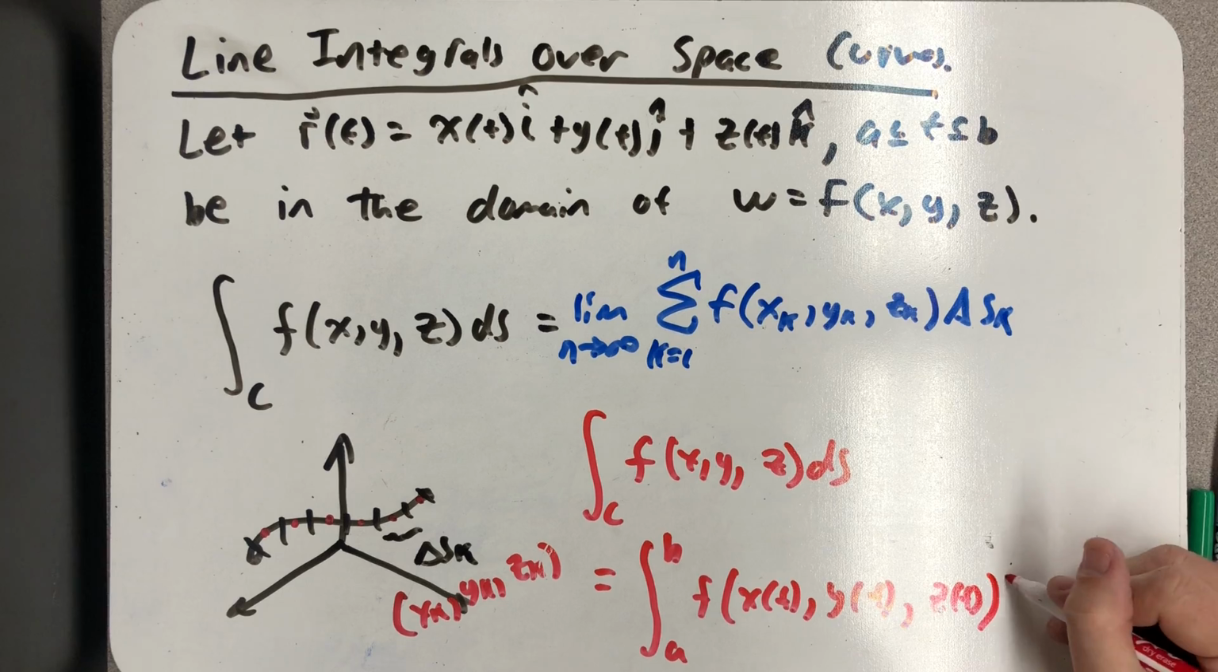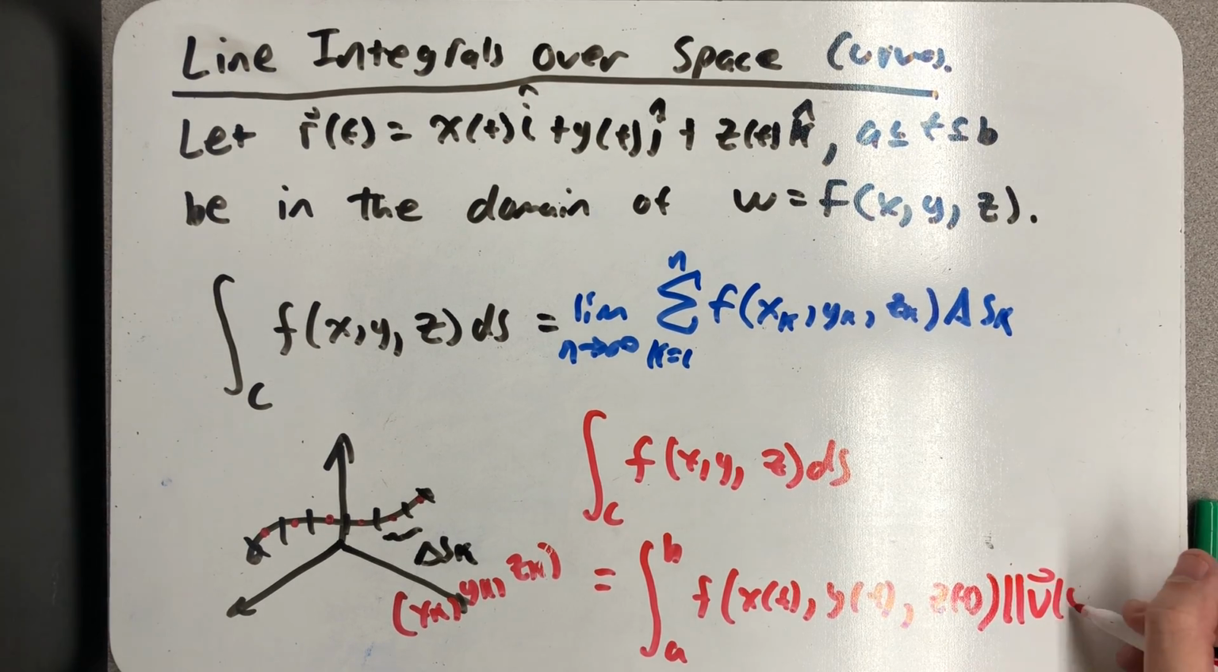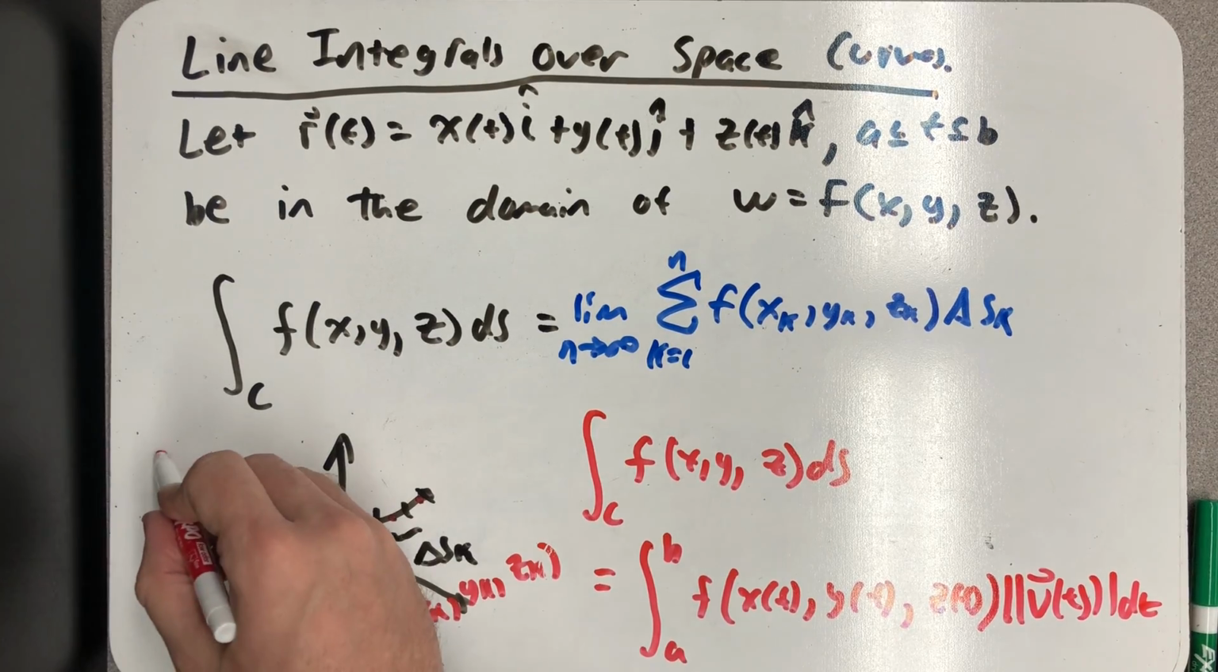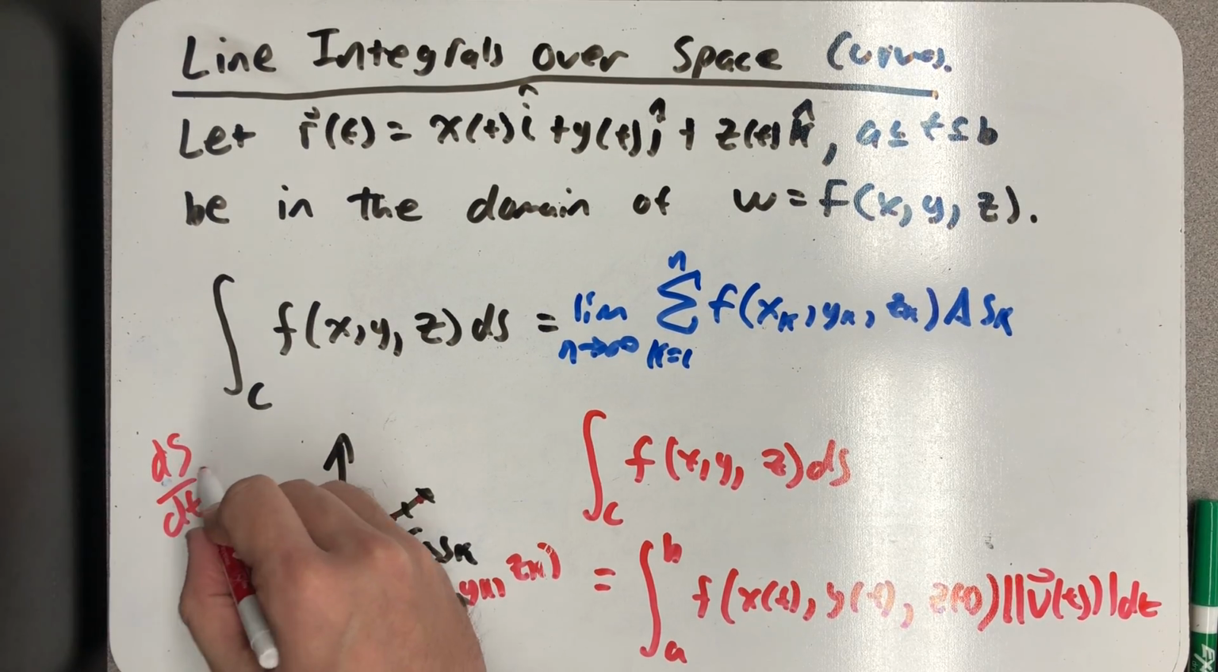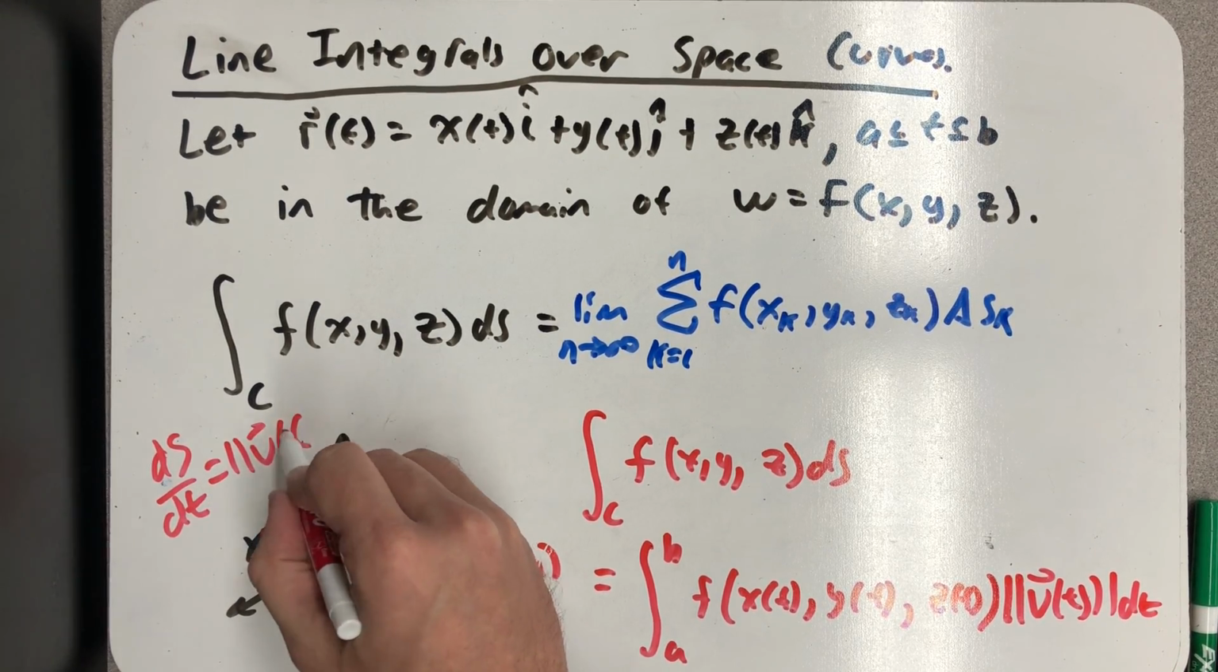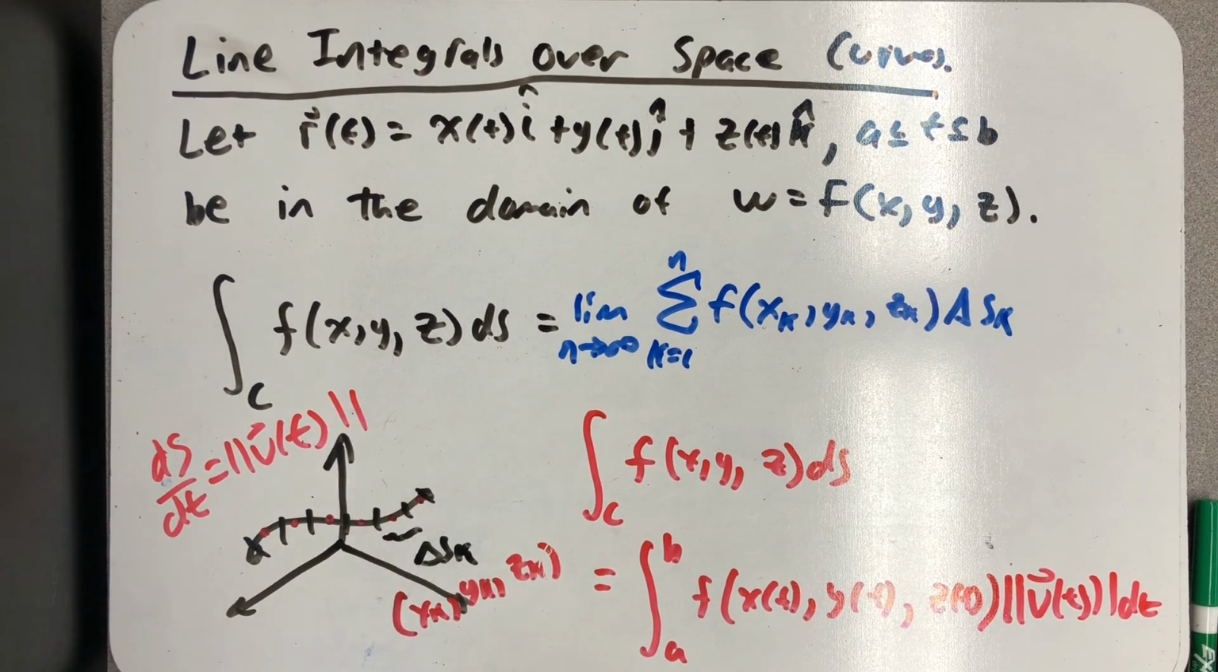times speed dt, because the same relationship exists between ds, dt and speed in space as it does in the plane. So this is how we'll evaluate a line integral for a space curve, and it's really the same thing we were doing before for line integrals over plane curves.